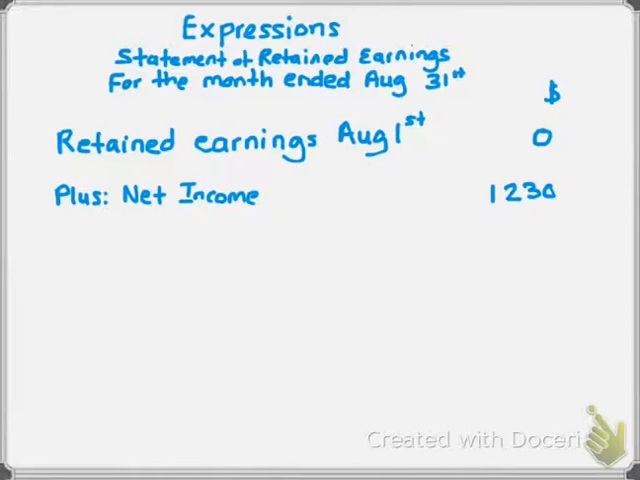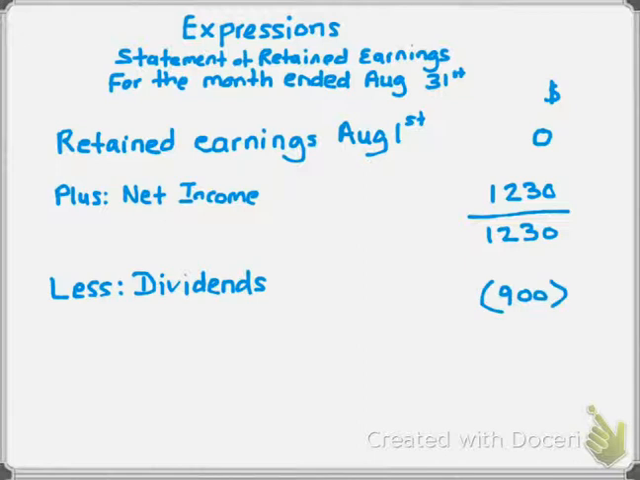Once we get that down, we're going to have a subtotal here. There's no name for it. It's just a subtotal. And then we're going to have dividends. So we're going to subtract dividends. Remember, dividends reduce retained earnings. And I'm going to put that in parentheses so that it shows that it needs to be subtracted.